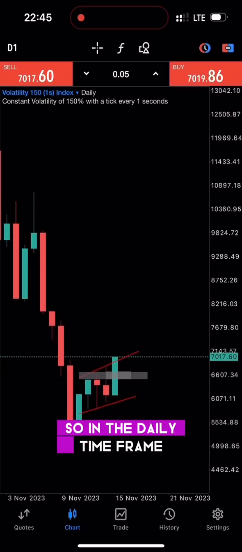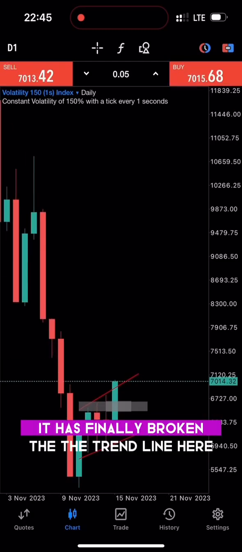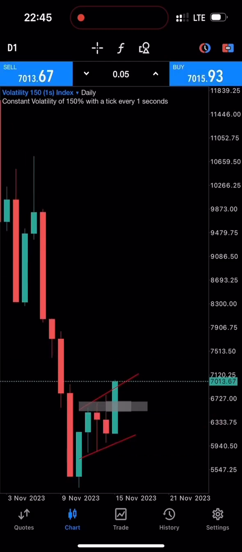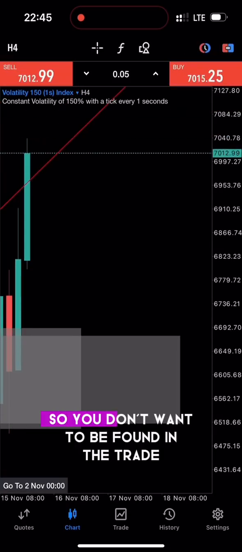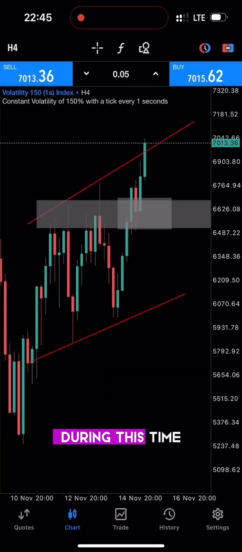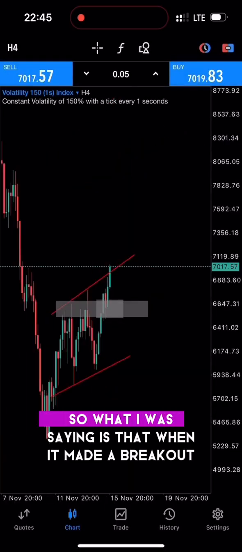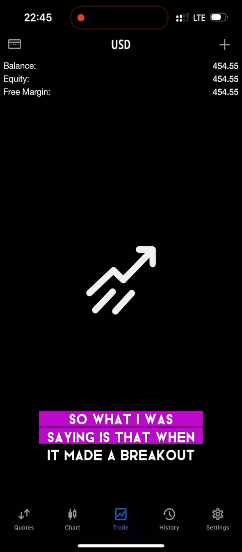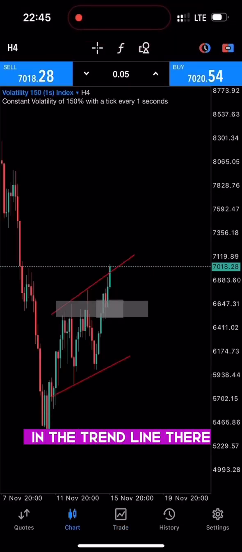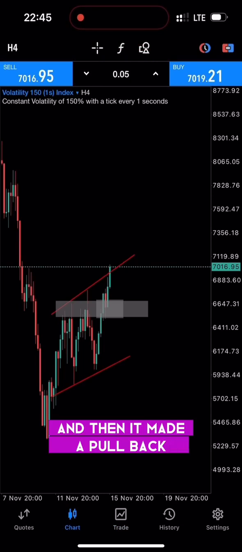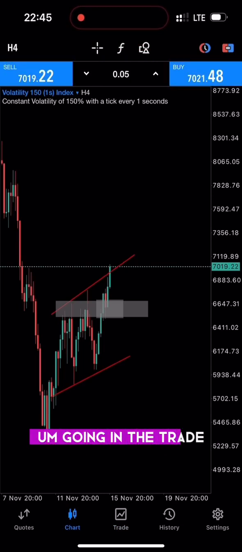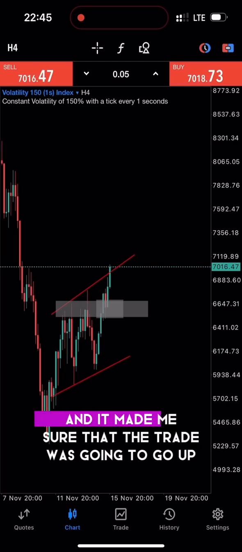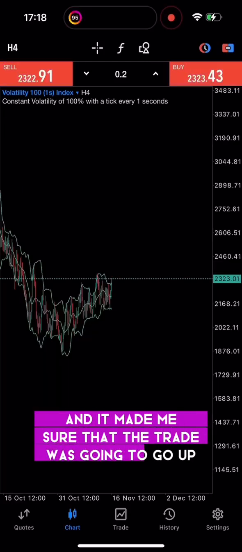So in the daily time frame, it has finally broken the trend line here, but beware, when it does that, it usually comes back. So you don't want to be found in the trade during this time. So what I was saying is that when it made a breakout in the trend line there, and then it made a pullback, that was my go ahead to keep going in the trade, and it made me sure that the trade was going to go up.